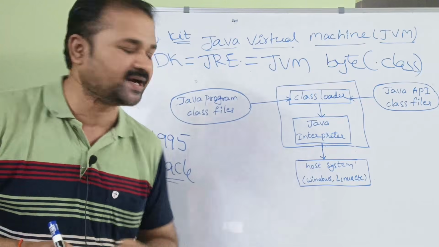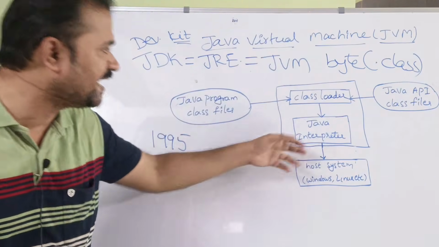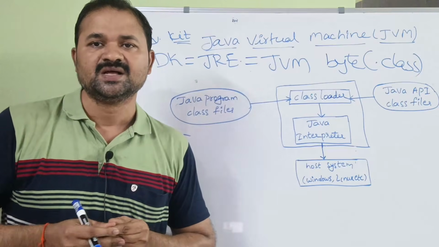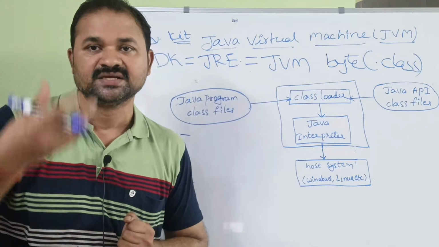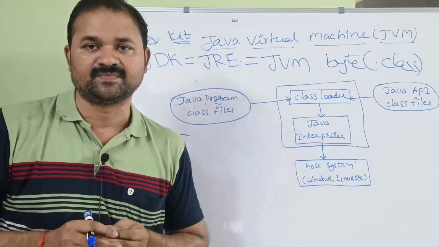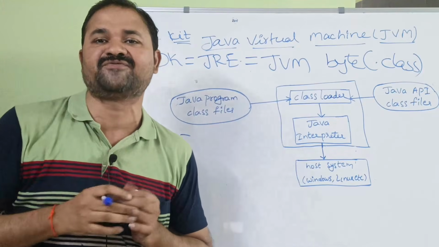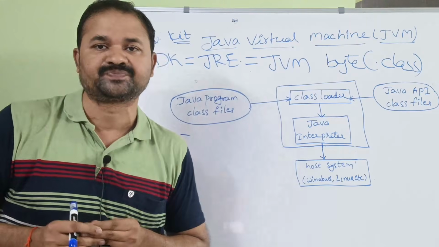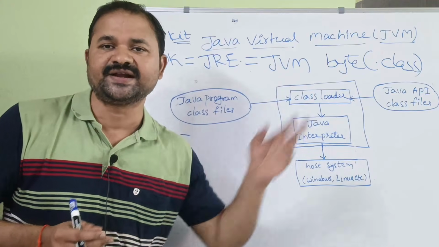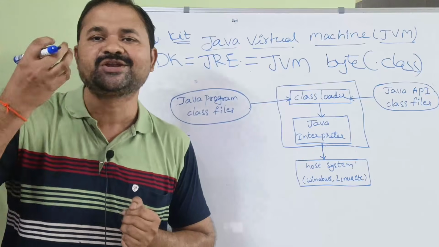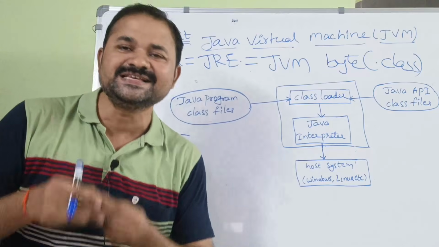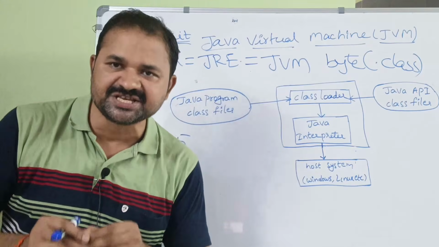So here the point is, JVM mainly contains 2 things, class loader and Java interpreter. Class loader loads that main class into the JVM for execution, because that main class file is needed for the execution. So what is the responsibility of the class loader? It loads our main class into the JVM that is needed during the runtime or execution.